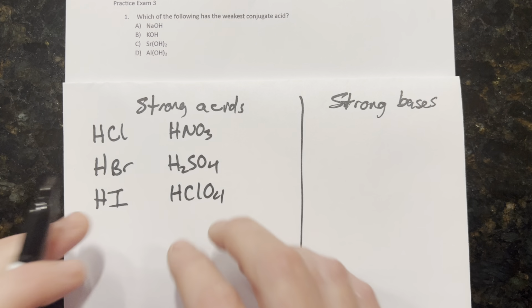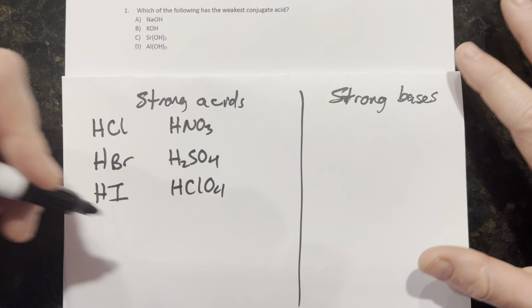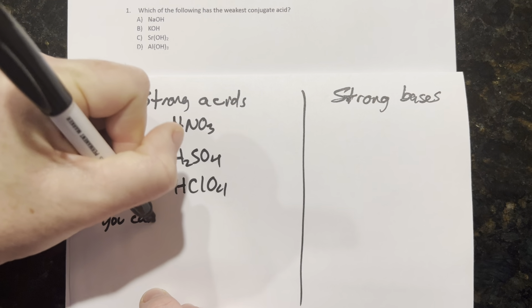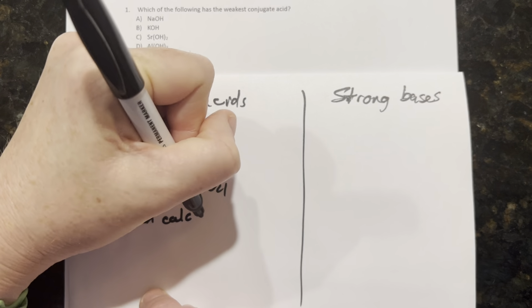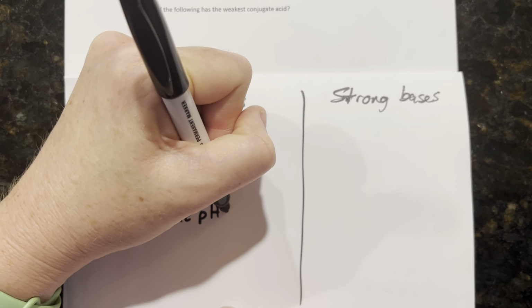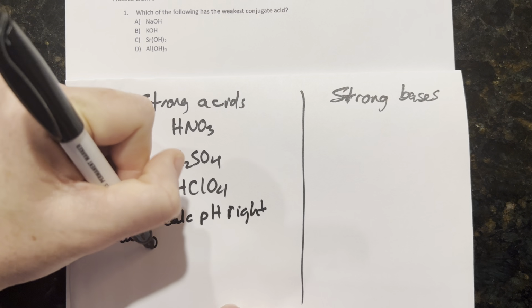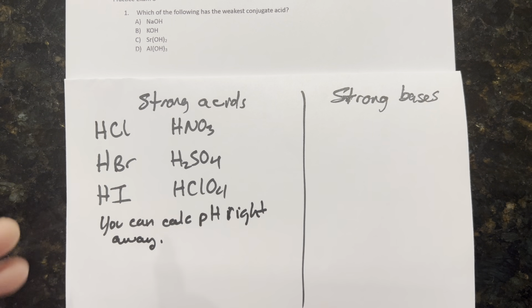All right, and remember, what's important about strong acids, in fact, I'm going to write this down right now. I think it'd be nice to have it in one place now that we've covered everything, is that you can calculate the pH from them right away. So if you're given a concentration of one of these, you just take the negative log of that concentration and you have the pH right away.